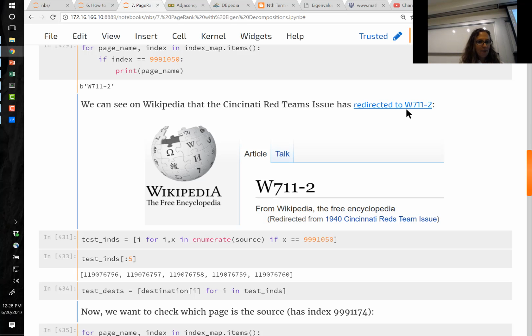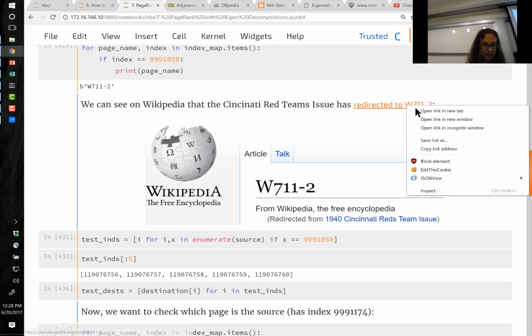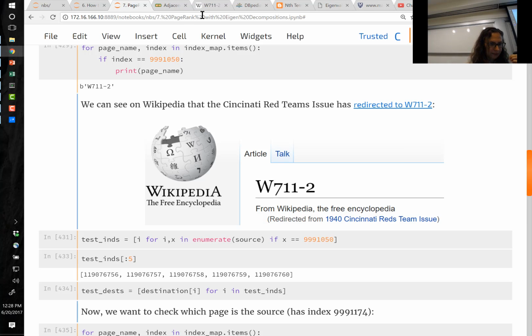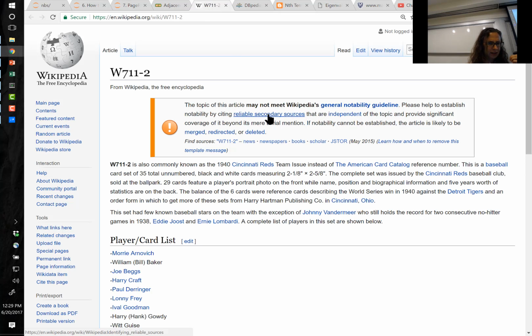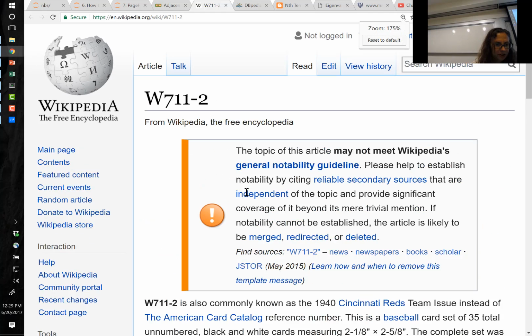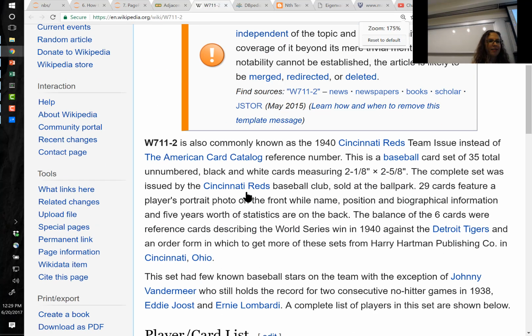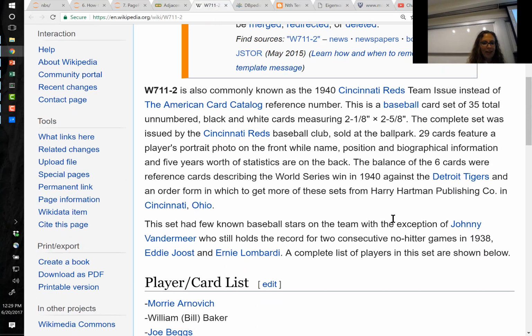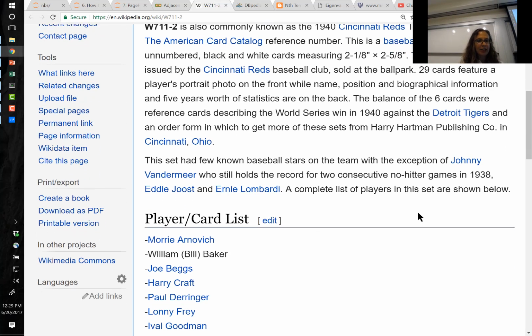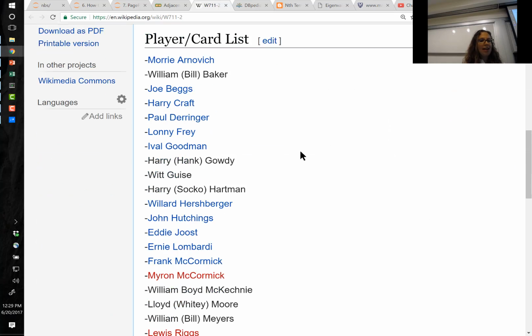And we can open this link in a new tab. Let me make this larger. W711-2 is also known as the 1940 Cincinnati Reds team issue, which is a baseball card set. We'll take a look at it just to see some of the things that show up: baseball, Cincinnati Reds, Detroit Tigers, and then there are a bunch of names of players in here.